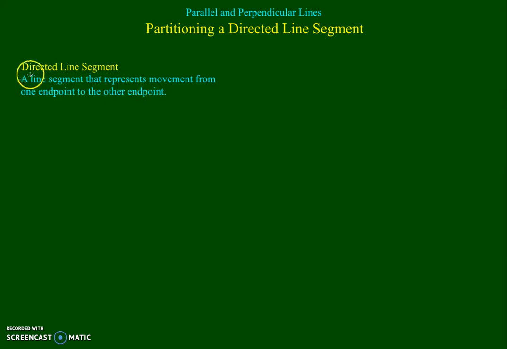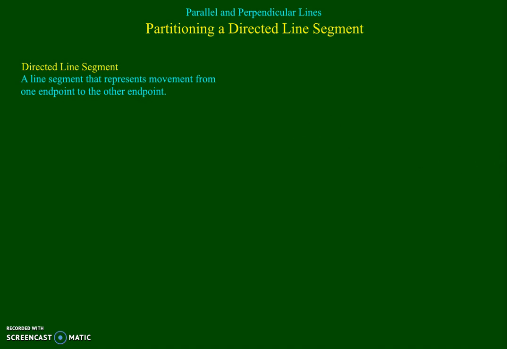Before we can actually partition a directed line segment, it's important to know, of course, what is a directed line segment. A directed line segment is simply a segment that represents or implies movement from one endpoint to another. If we were to say segment AB, and it's a directed line segment, we'd assume we were moving from point A to point B along that line segment. So that's all we're talking about when we say a directed line segment.